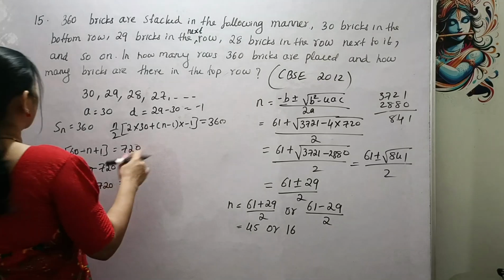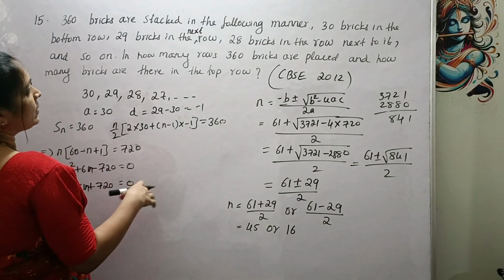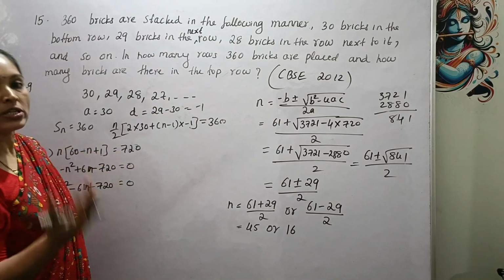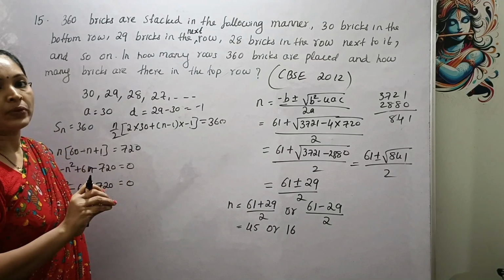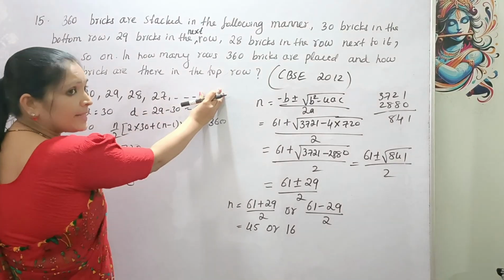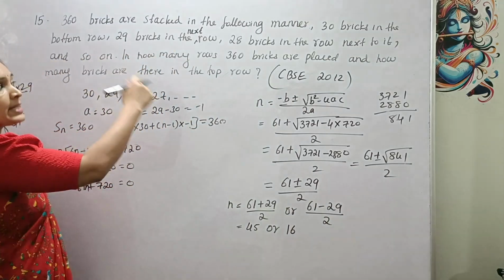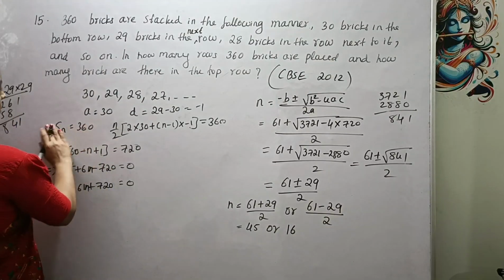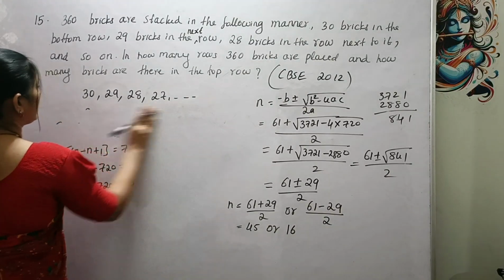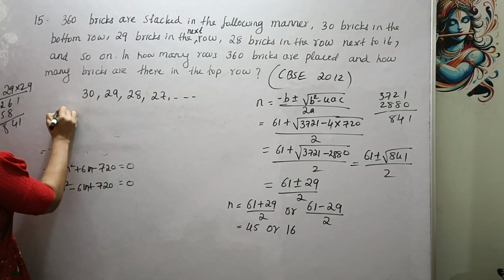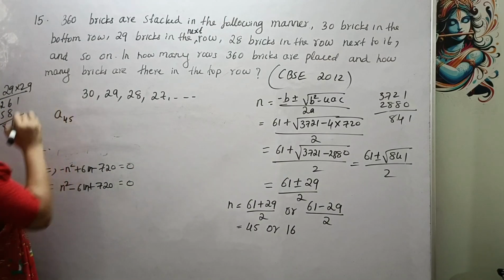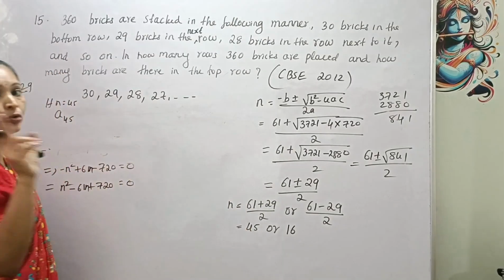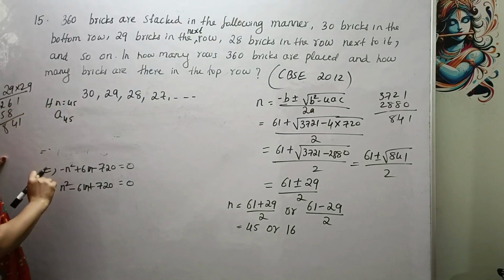Okay, now let's find, yes, what we have to find? Yes, the nth term. We have got the value of n, 45 or 16. Let's find the nth term. The nth term is the last term, that is how many bricks are there in the top row. Let's find A 45, because we have got two values for n. So first we will take n is equal to 45.